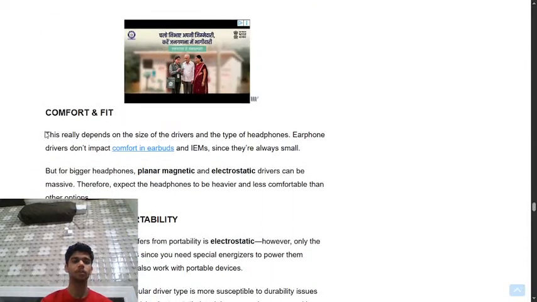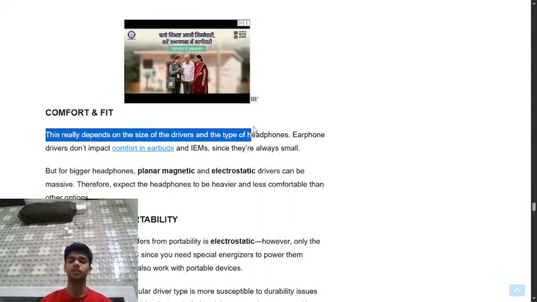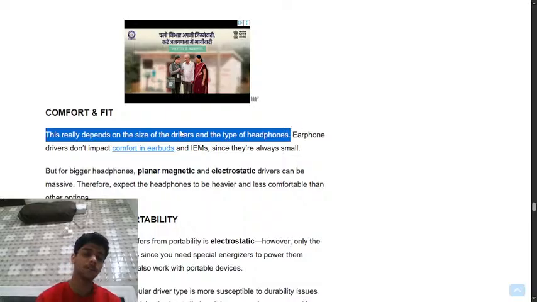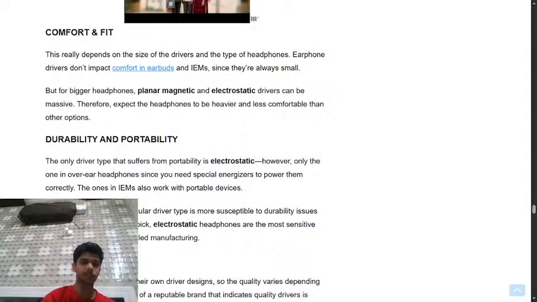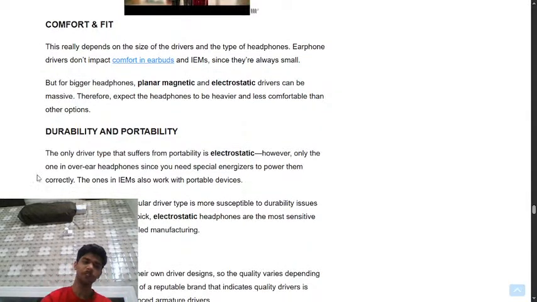Comfort and fit. This really depends on the size of the drivers and the type of headphones. Drivers don't impact comfort in earbuds and IEMs since they are always very small. But for bigger headphones, planar magnetic and electrostatic drivers can be massive. Therefore, expect the headphones to be heavier and less comfortable than other options. That's what I was talking about, that heavy. They are really heavy.